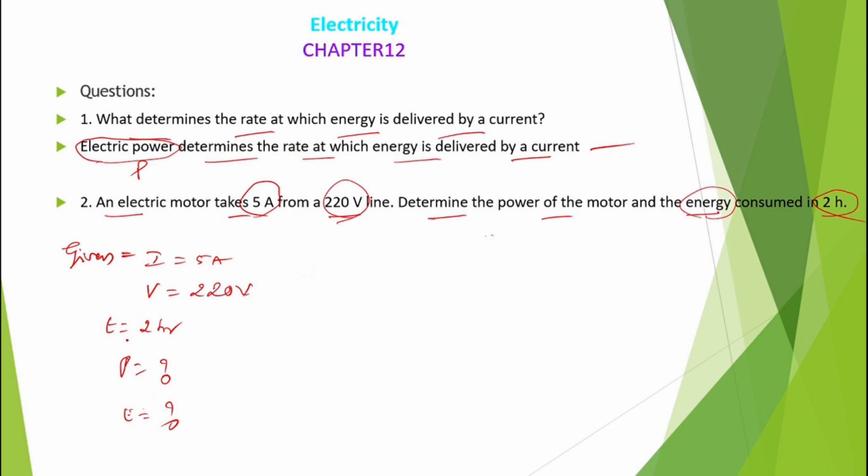Just you see here, t is given in hours, so we have to change it to seconds. So I will show 2 hour. So hour we want to cancel. I have written in the denominator 1 hour is equal to 60 minutes. Again minutes I want to cancel, so 1 minute is equal to 60 seconds. So minute cancel, hour cancel. Now what is left? 2 into 60 into 60 seconds.